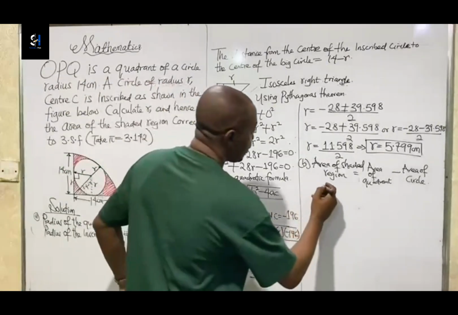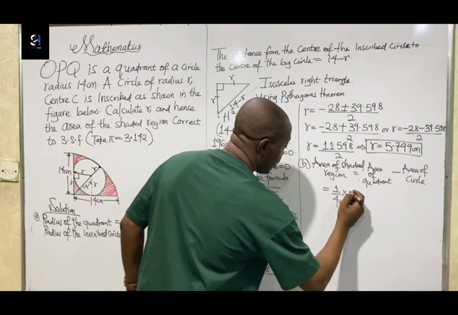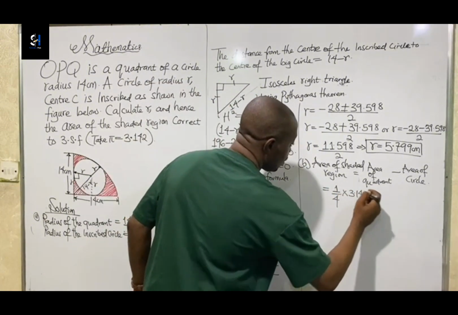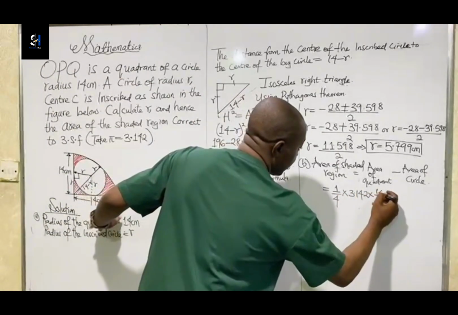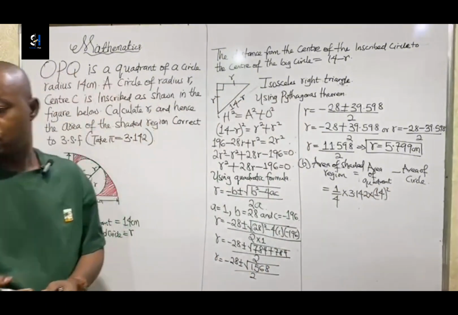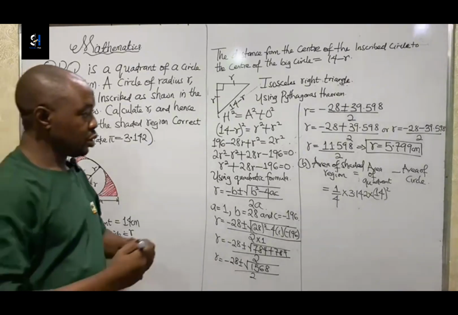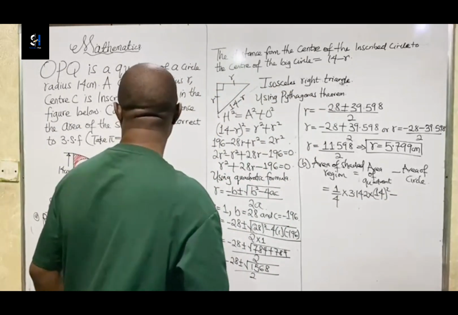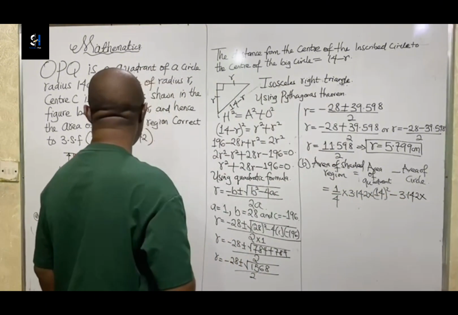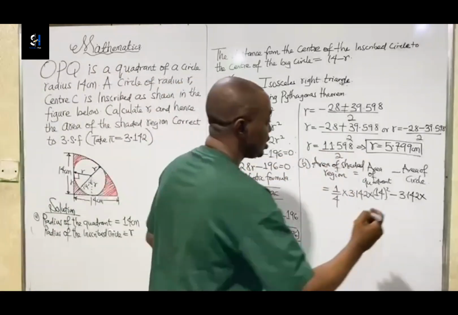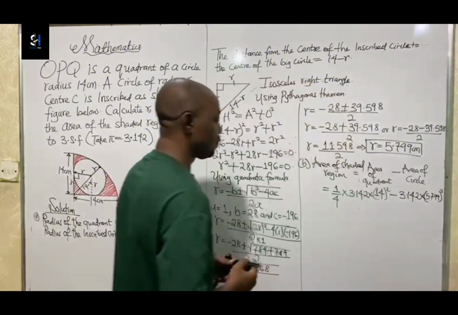Now the area of the quadrant is one quarter of 3.142 multiplied by the radius of the quadrant, which is what? 14. So we have 14 raised to the power of 2, minus the area of the circle. The area of the circle will be 3.142 multiplied by the radius of the circle, which is what we calculated here, 5.799 raised to the power of 2.